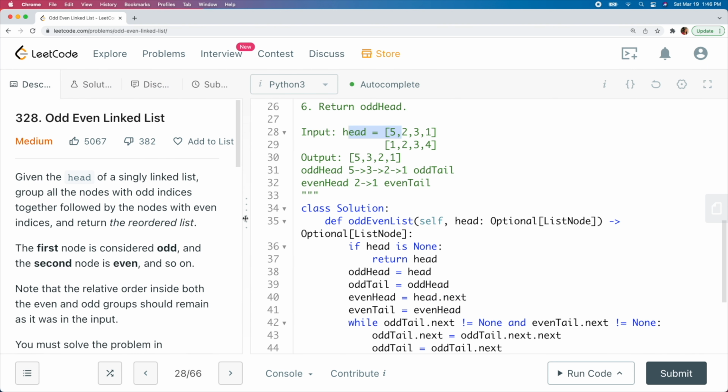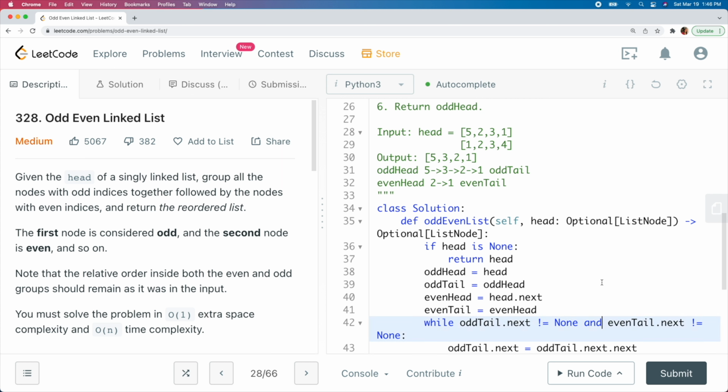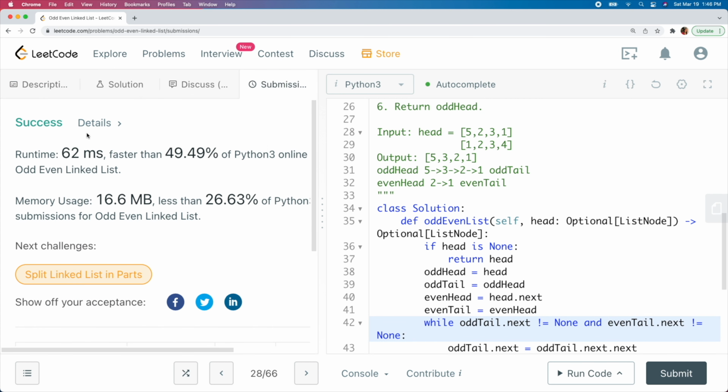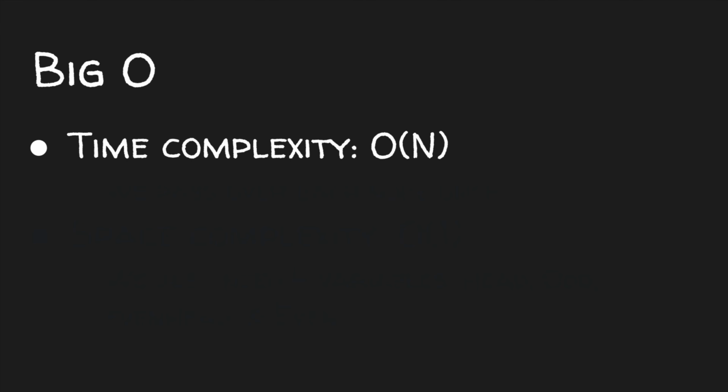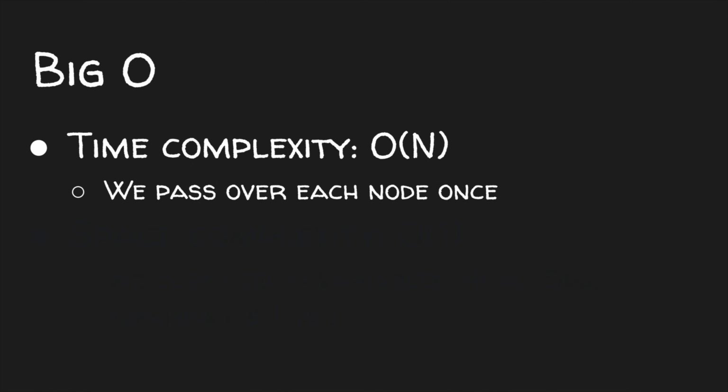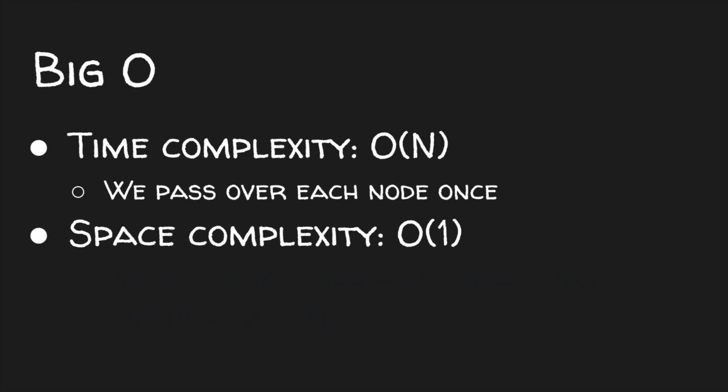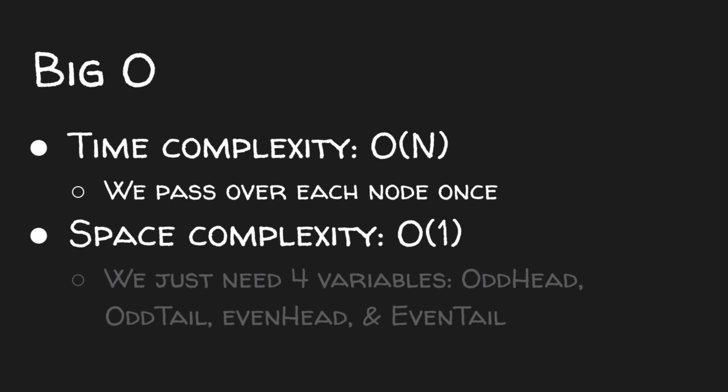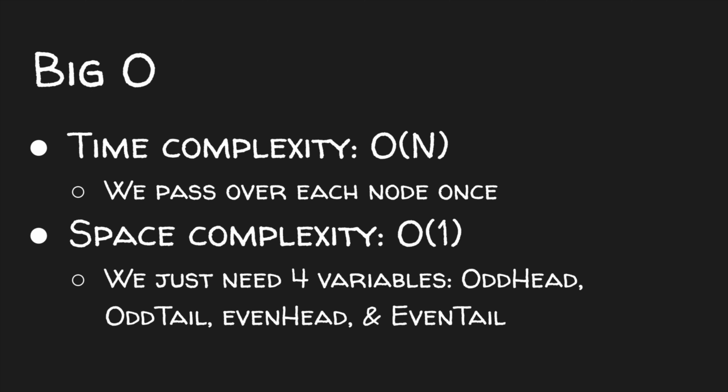Alright, now that we're pretty sure our code works, let's run it through all our test cases. And hooray! Looks like we're passing all our test cases. So let's go ahead and evaluate the time and space complexity of our solution. So the time complexity is O of n, or linear, since we pass over each node once as we're adding it to our odd or even sublists. And the space complexity is O of 1, since we're only using a constant number of variables: odd head, odd tail, even head, and even tail.